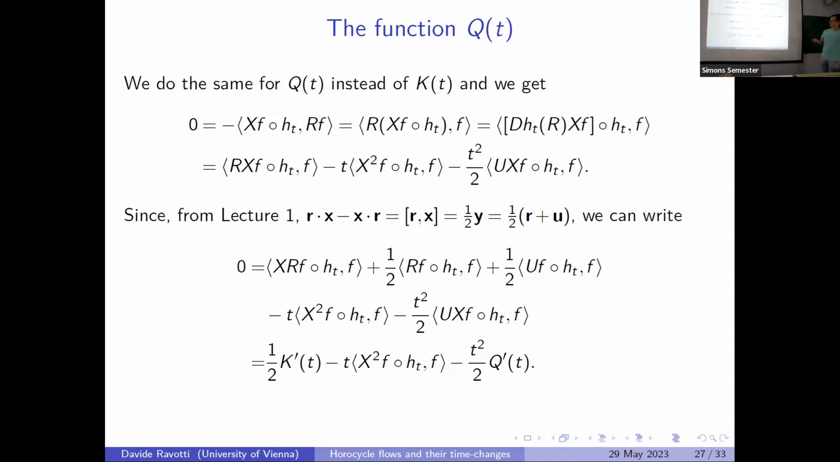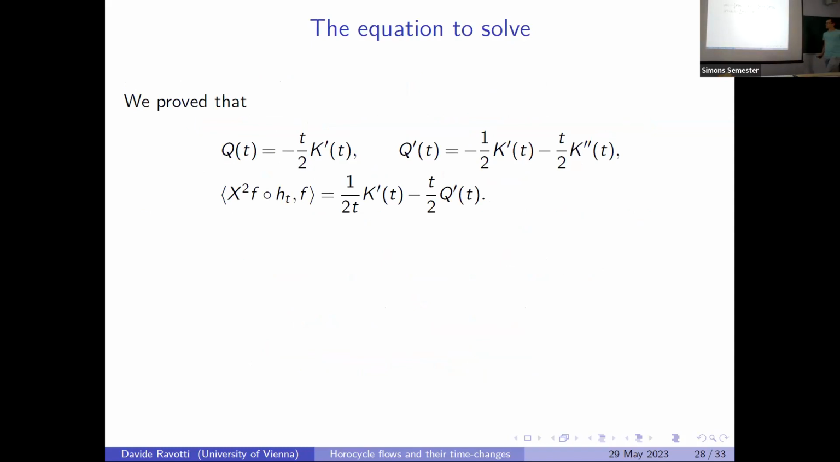Okay. And what is this? Well, this is X square applied to F composed with HT in a product with F. I leave it as it is. And this is the derivative of Q of t. Okay, so 0 is equal to all this thing together. So what did we prove so far? We have three equations. We have an expression for Q of t in terms of the derivative of k, an expression for the derivative of Q in terms of k prime and k double prime, and then an expression for this inner product over here. And now I use the last ingredient that I haven't used yet, the fact that I'm assuming that F is an eigenfunction for the Casimir.